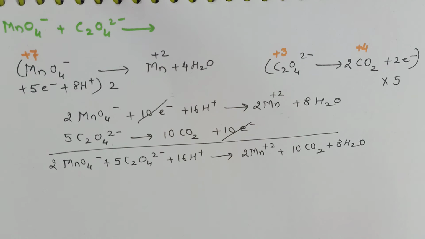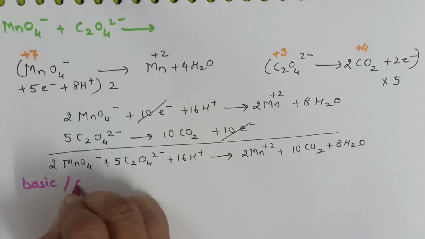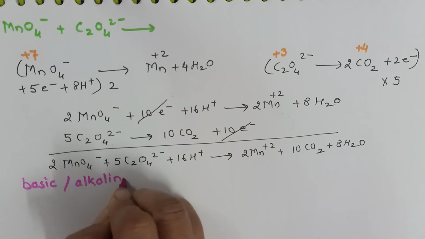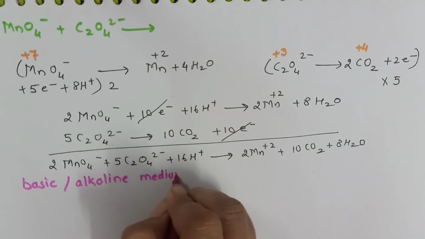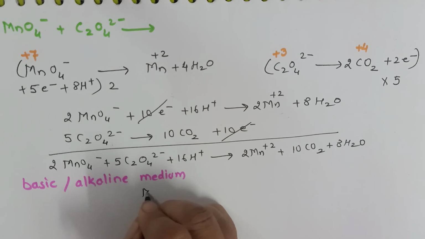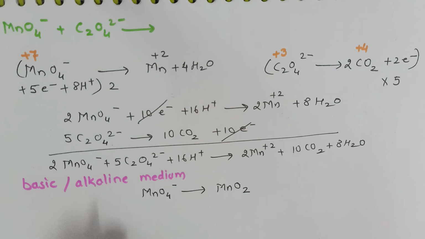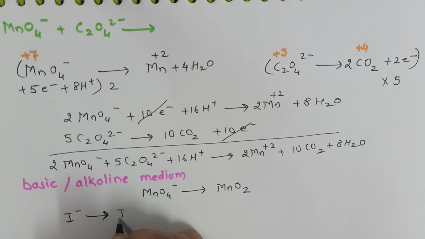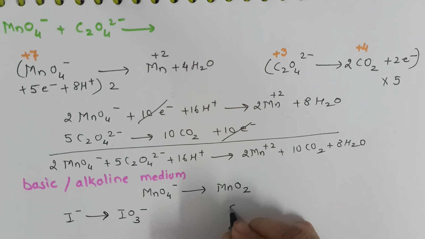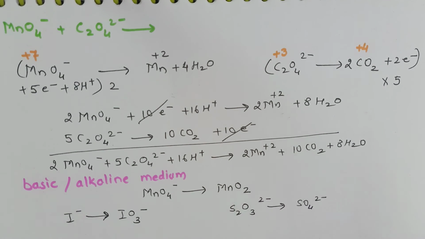Now let us see how in basic medium, or I will say alkaline medium, potassium permanganate acts. In basic or alkaline medium, as we have just studied, MnO4 minus gets converted to MnO2, and iodide ion will be oxidized to IO3 minus. S2O3 2 minus will be converted to sulfate ion. Now this reaction you have to try to solve on your own.